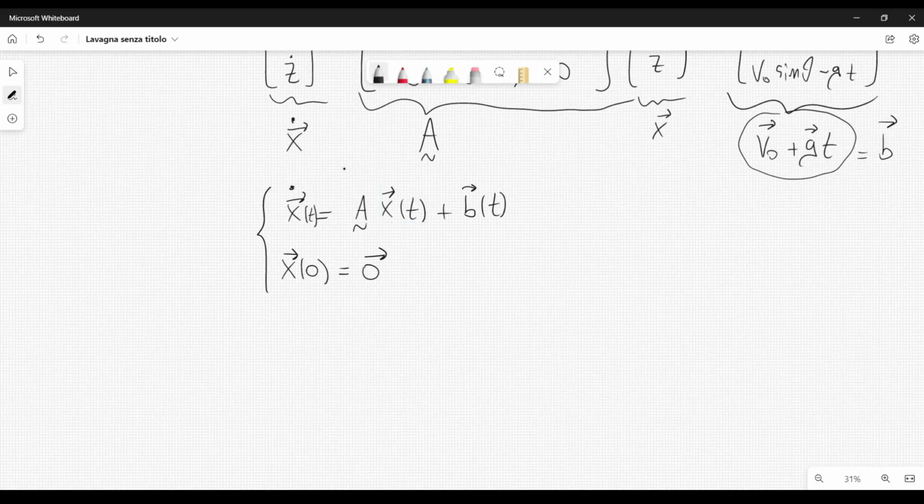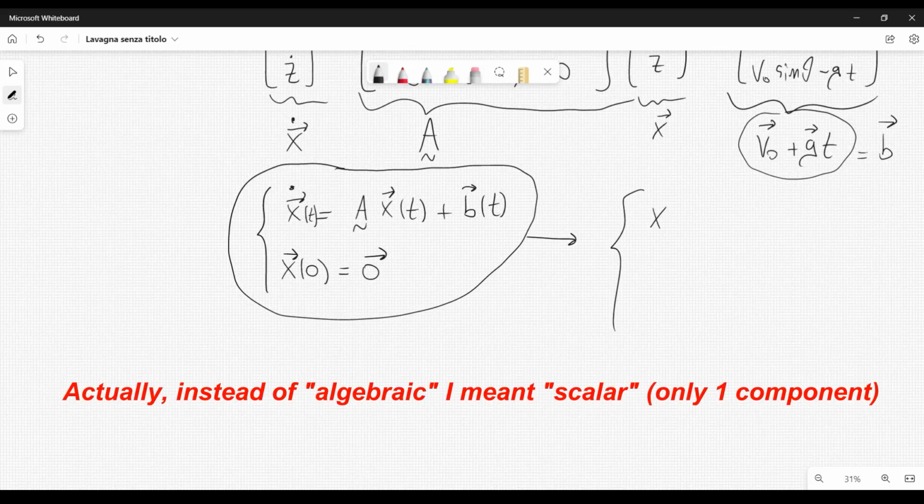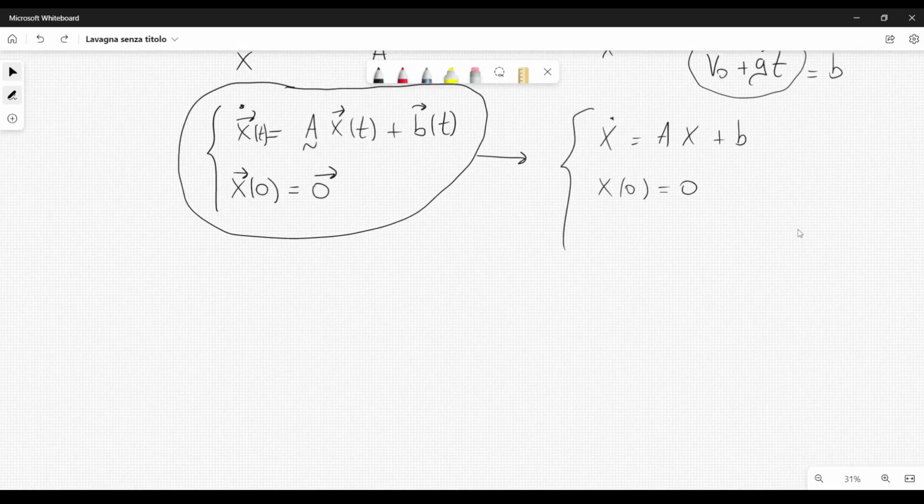Now, formally, this system is exactly the same as an algebraic system that we usually write like this: x dot equal to a x plus b, and in this case I'm just simply considering scalars, and x of 0 equal to 0. If we write the solution to this system, we can formally write also the solution to this system, and I will show you how. If we want to solve an ordinary differential equation like this, we can find first the integrating factor, the so-called integrating factor.